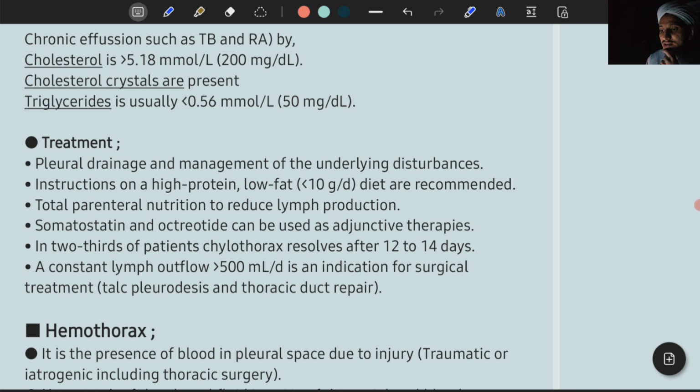So what is the treatment for chylothorax? Pleural drainage and management of the underlying disturbances, that is, pleural drainage and treating the cause. A diet that is high in protein and low in fat, less than 10 grams daily, is recommended. Low fat, high protein, and total parenteral nutrition, TPN, to reduce lymph production.